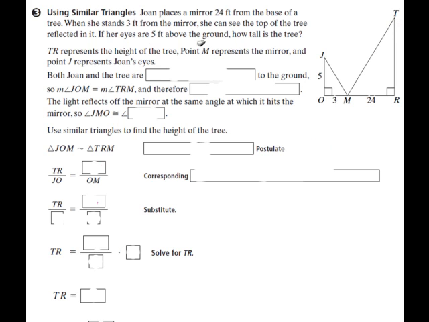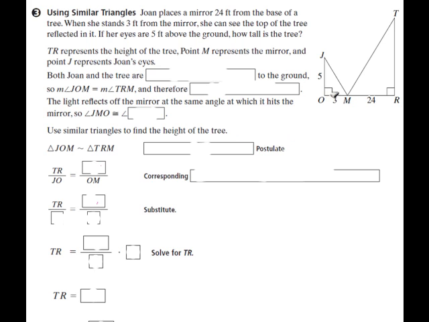It says if her eyes are 5 feet above the ground, so this J doesn't necessarily represent her head, it represents her eyes, which are looking down into the mirror and up to the top of the tree. If her eyes are 5 feet above the ground, how tall is the tree? So we have TR, we've got JO representing our tree and our Joan.